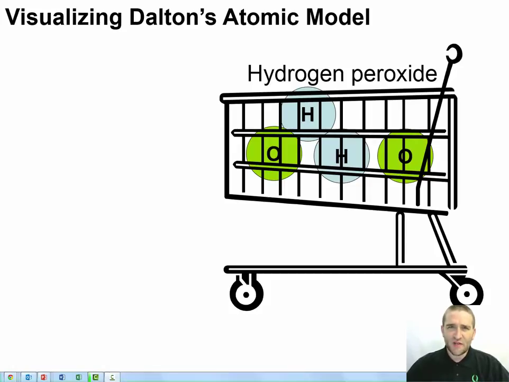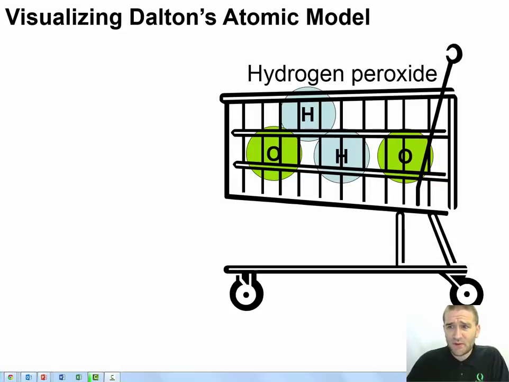I like to visualize Dalton's atomic model as being a shopping cart model. That the shopping list for hydrogen peroxide will always consist of 2 oxygens and 2 hydrogens. But it doesn't tell us a lot of other things. It's pretty good, but the model had some definite missing pieces.